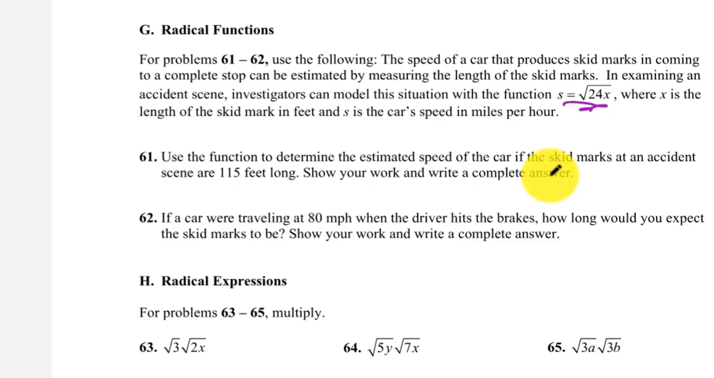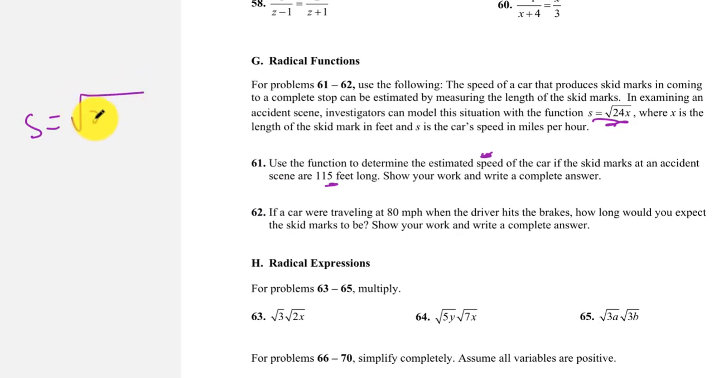I assume the greater the skid mark, the greater the speed, but the same could be said for the opposite: the faster the speed, the greater the skid mark. So 61 says, use the function to determine the speed if the skid mark in the accident scene is 115. So x equals 115. Really, we're solving this: s equals the square root of 24 times 115. I'm going to put that into my calculator.